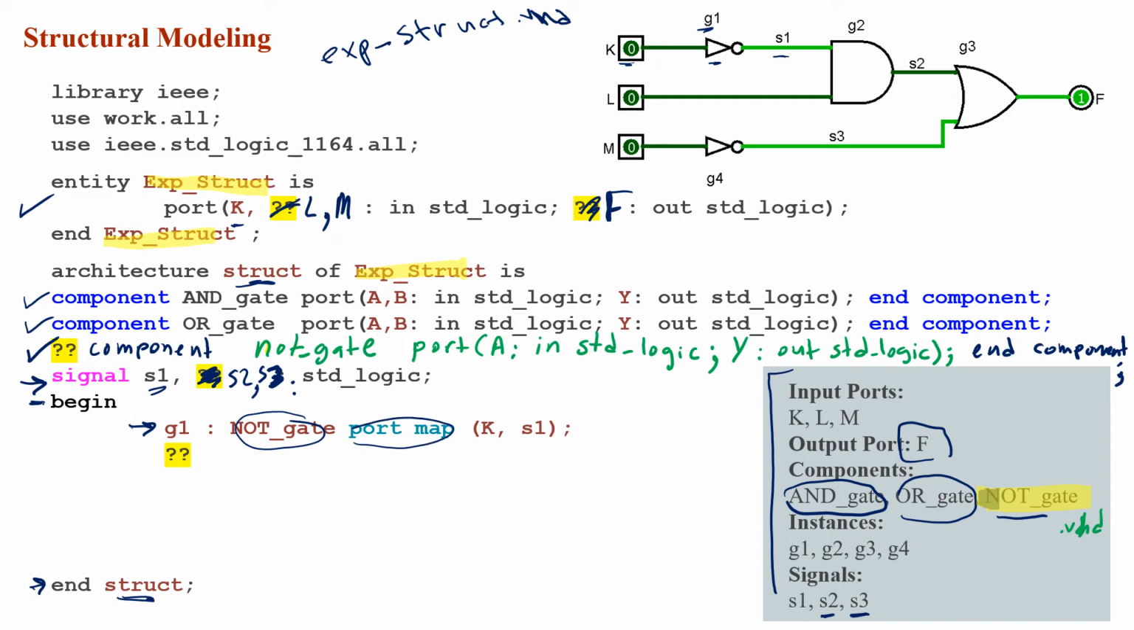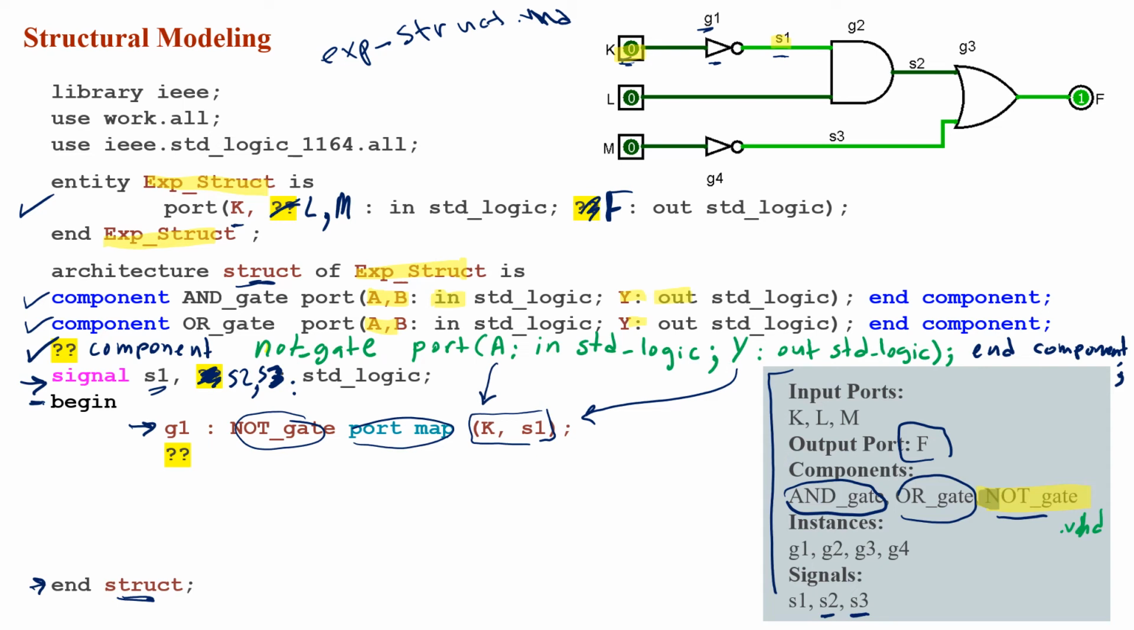Port map is part of the syntax, and you have to list the signals in the correct order. For the NOT gate, the input goes first, that's why K goes first, and the output is the second signal. So that's why I put S1. If you notice, in all the gates it's the same. We list the inputs first and then the output. Regardless of the name that I chose in the component, I will always use whatever names I have here, but I have to put them in the right location or in the right order.